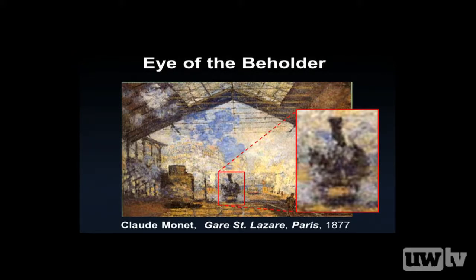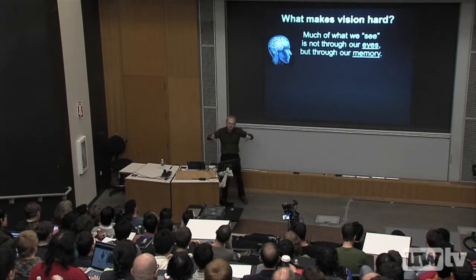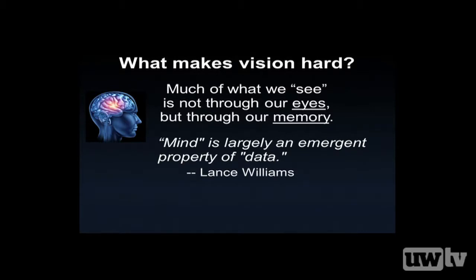It's in our heads. And in fact, probably every one of you, when you see this painting, has a slightly different version of that steam engine, maybe connected to your childhood experiences in steam engine museums or whatnot. Much of what we see is not really through our eyes. It's really through our memory. The actual pixels are just a part of what makes the visual experience for us. It is also what we have already seen before. I found this quote, I think it's attributed to Lance Williams. It goes even bigger. It says, "Mind is largely an emergent property of data."